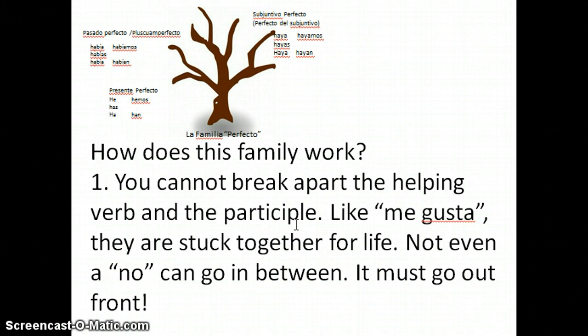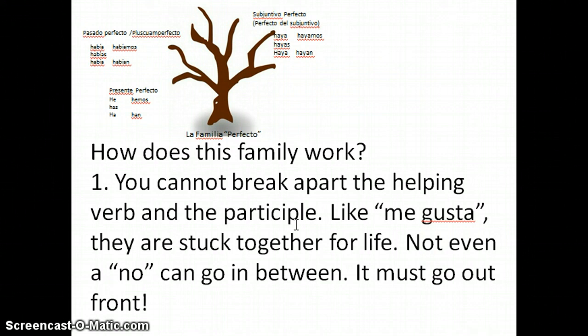Okay, how does this family work? Well, again, just like we learned with estar plus ando and iendo in the last class, we can't break apart the helping verb and the participle either. You can never break verb combinations apart. Just like also with gustar, you can never break apart me gusta. You cannot say me no gusta in Spanish. You have to put the no out in front, no me gusta. Yeah? They're stuck together for life.